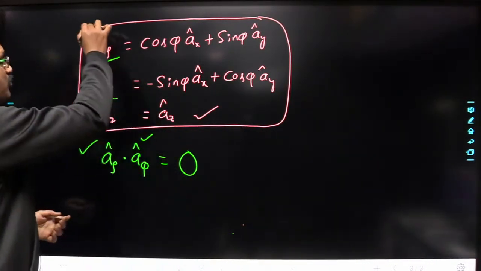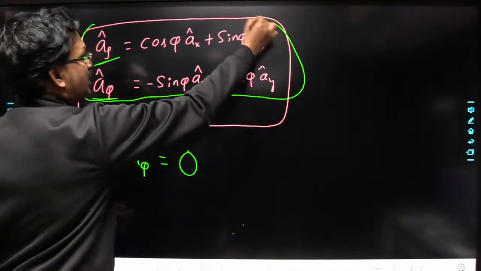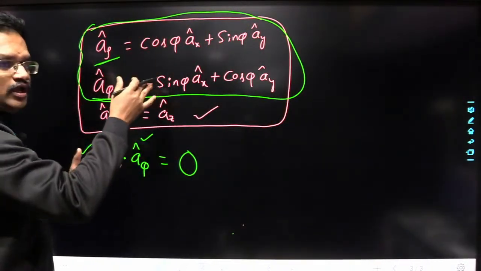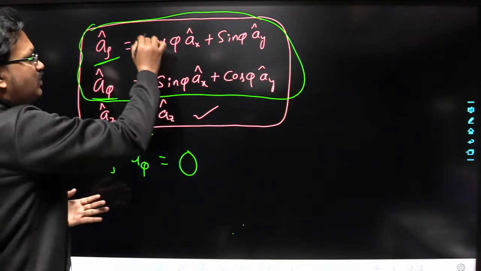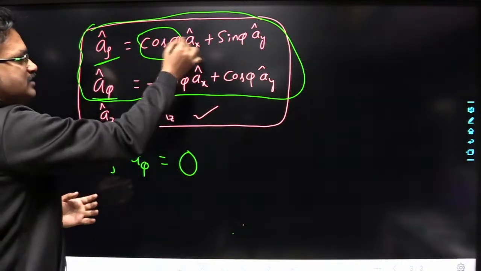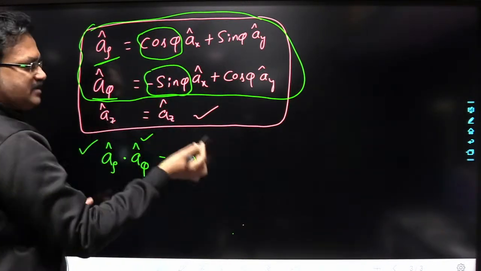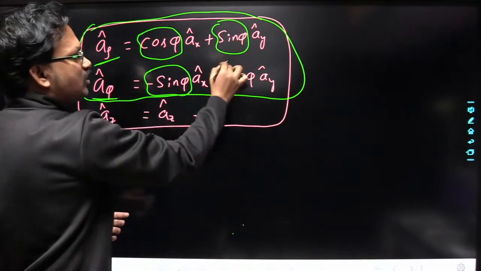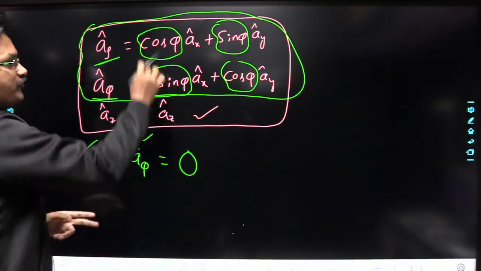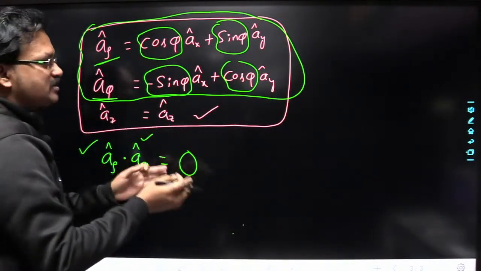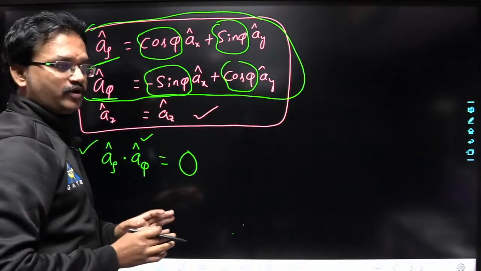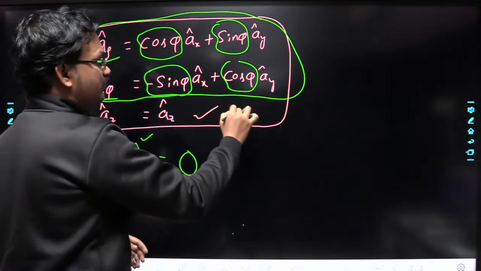So if you do the dot product between a rho cap and a phi cap, what you are going to get? Whenever you are doing dot product, just multiply the coefficients of x components plus the coefficients of y components. So what you are going to get? Tell me from here, what you are going to get?